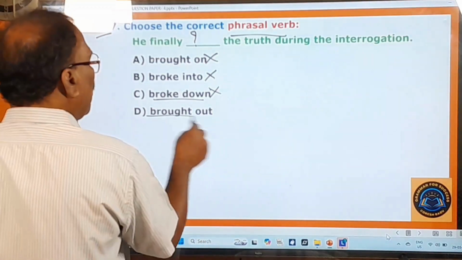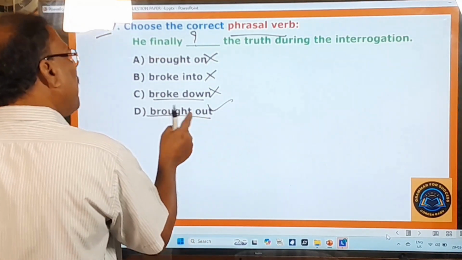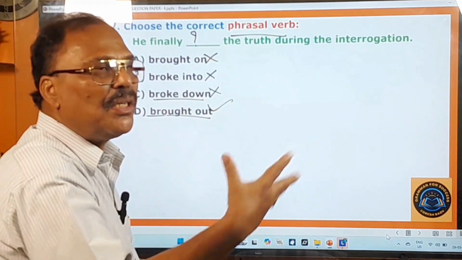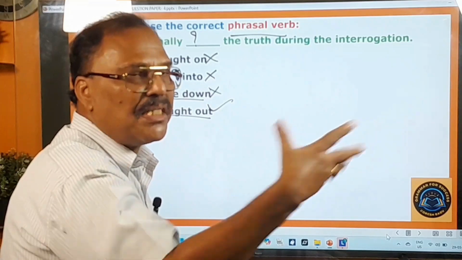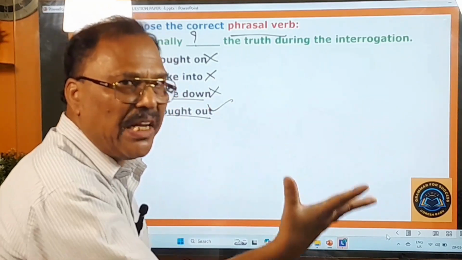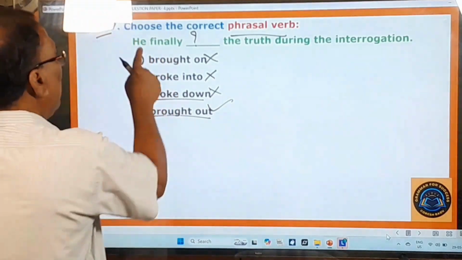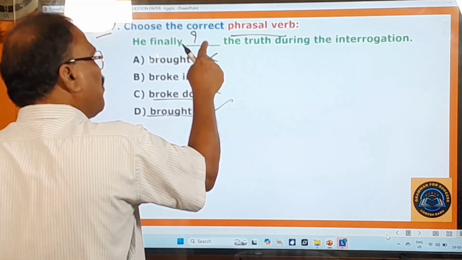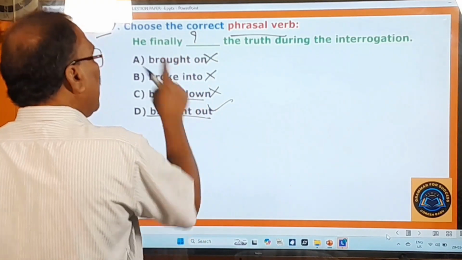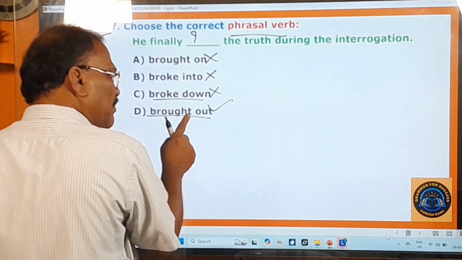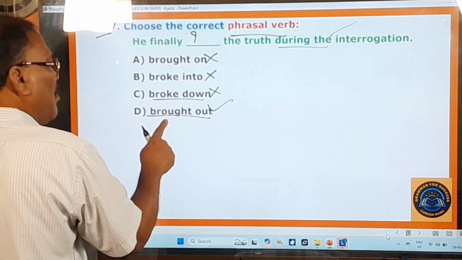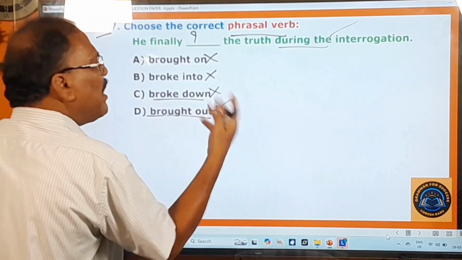So here brought out. Brought out means the present tense of this is bring out. Bring out means to elicit, to tell somebody, to give out, చెప్పడం, వెలికి చేయడం, to reveal, వెల్లడి చేయడం. So brought out. He finally brought out the truth during the interrogation, that is the only right one that will fit in this blank. He finally revealed the truth during the interrogation. ఇంటరాగేషన్ లో అతడు ఎట్టకేలకు సత్యమును రివీల్ చేశాడు, వెల్లడి చేశాడు.